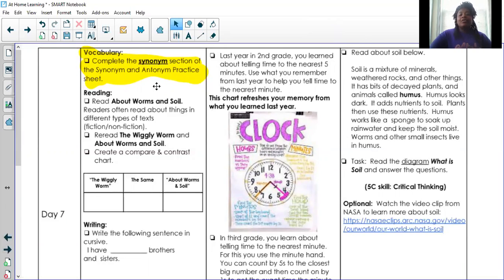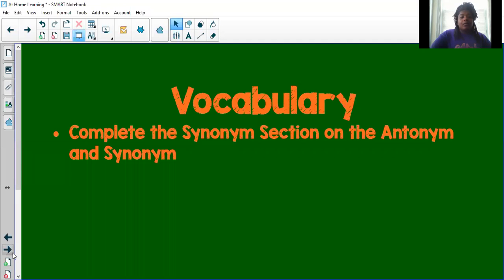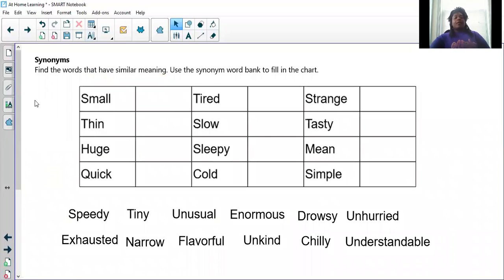All right, so this week I wanted to show you what it looks like in the actual packet. So if you need help with finding descriptions or examples or what to do, you can look in this vocabulary section. It says complete the synonym section and the synonym and antonym practice. Just in case you don't know where to find it, you can find it here. It gives you the instructions. So, find the words that have a similar meaning, use the synonym word bank to fill in the chart.